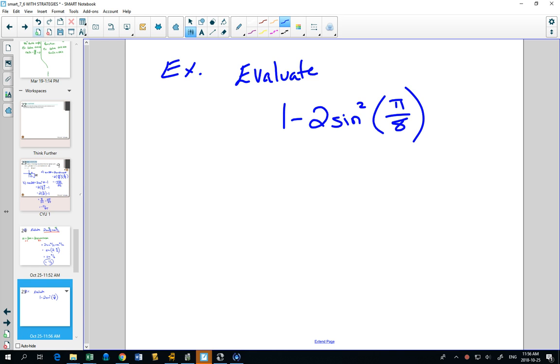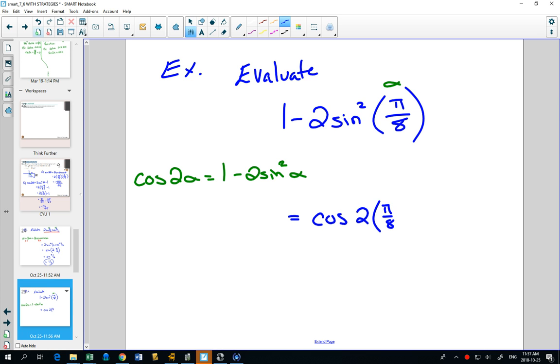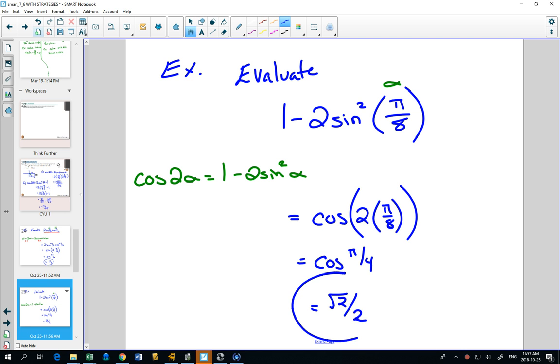So we have this formula, cos 2 alpha equals 1 minus 2 sine squared alpha. And so I can notice that this is my alpha and make it equal to cos 2 times pi over 8. Which is cos of pi over 4.